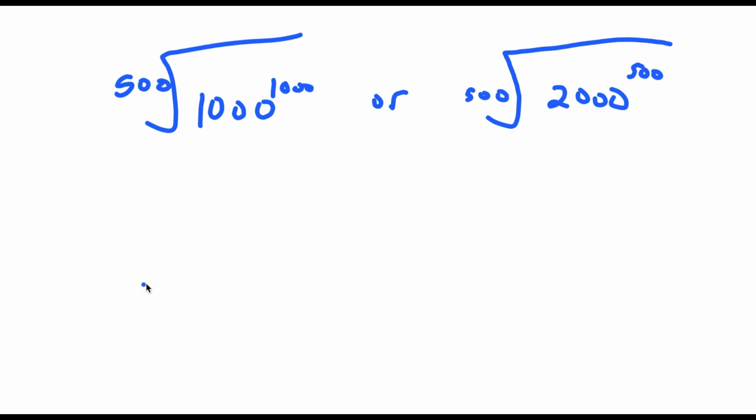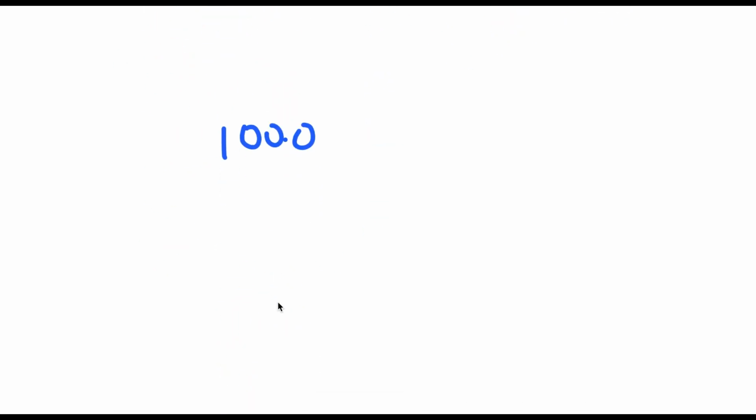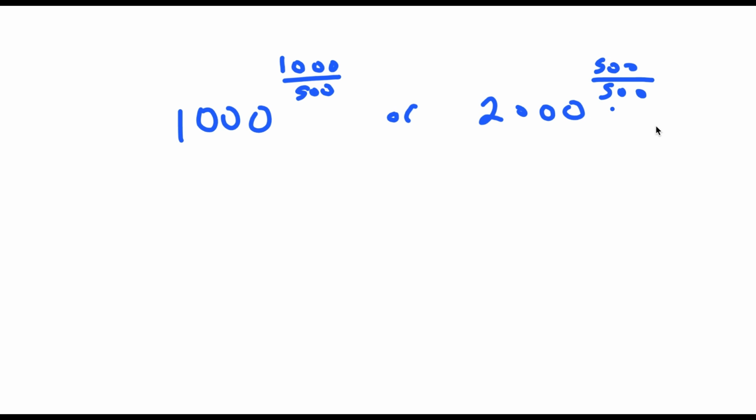Now, if I have something in the form the nth root of a to the power of m, this is the same thing as a to the power of m over n. So this is the same thing as 1,000 to the power of 1,000 over 500, and I'm comparing this to 2,000 to the power of 500 over 500. Now, 1,000 divided by 500 is equal to 2. So I get 1,000 to the power of 2, and for 2,000 to the power of 500 divided by 500, that is 1.